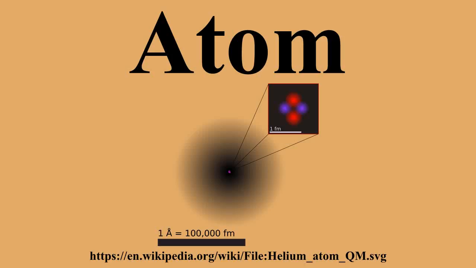Discovery of the nucleus in 1909. Hans Geiger and Ernest Marsden, under the direction of Ernest Rutherford, bombarded a metal foil with alpha particles to observe how they scattered. They expected all the alpha particles to pass straight through with little deflection, because Thomson's model said that the charges in the atom are so diffuse that their electric fields could not affect the alpha particles much.